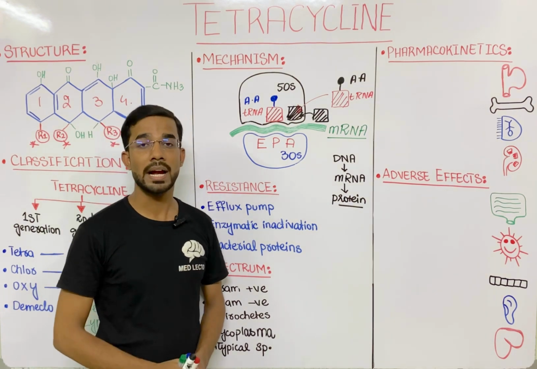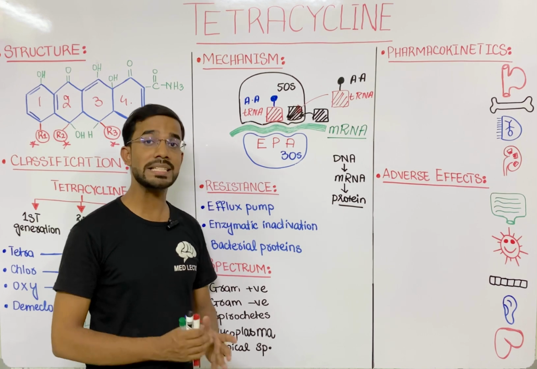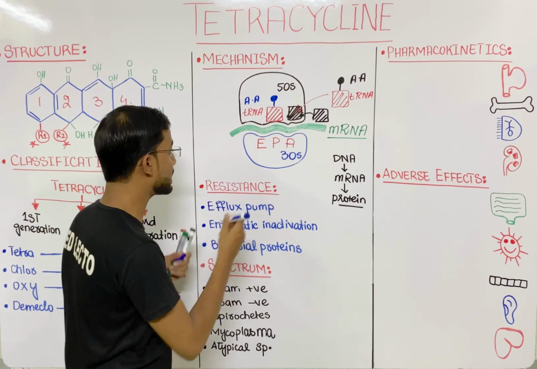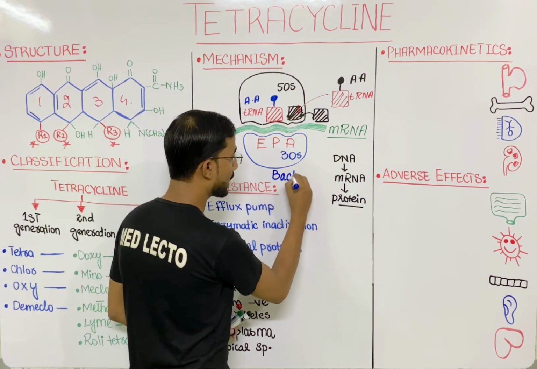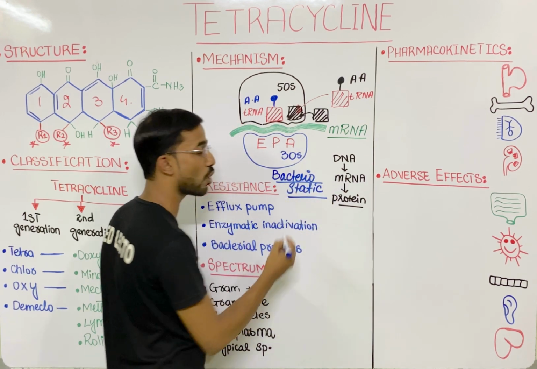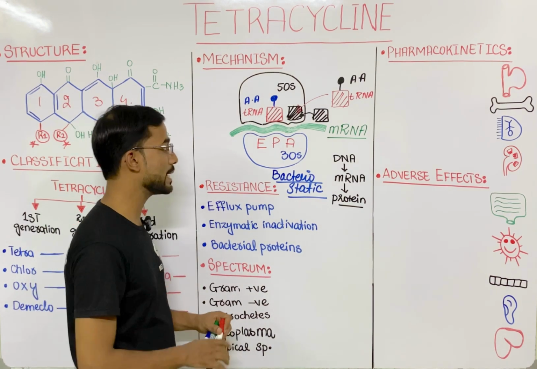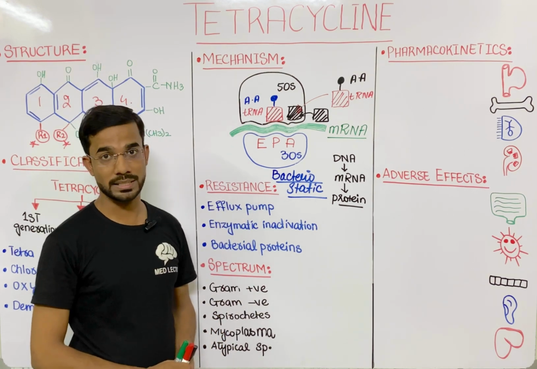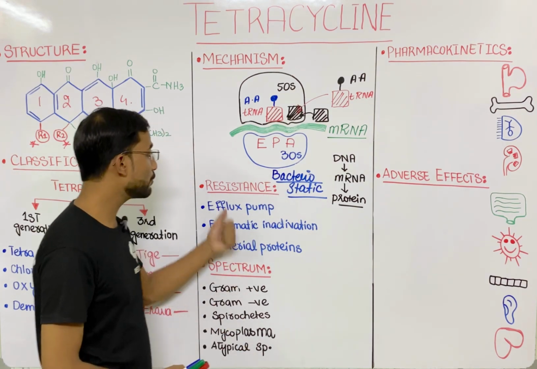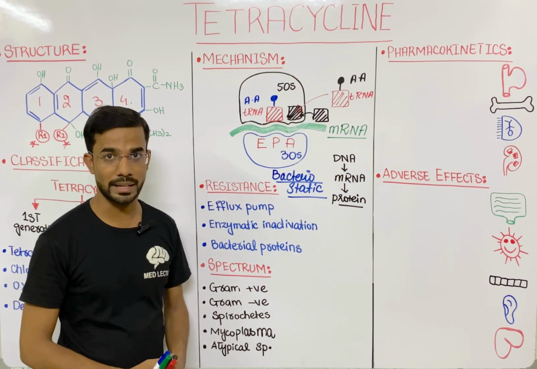So it means that tetracycline is specifically used in the inhibition of the growth of the bacteria instead of the killing of the bacteria. That's why we call tetracycline a bacteriostatic drug. This is a bacteriostatic drug by inhibiting the synthesis of the protein, which is very important in the division of the cell. So that is the important mechanism of the tetracycline that inhibits the binding of the tRNA at the A site.